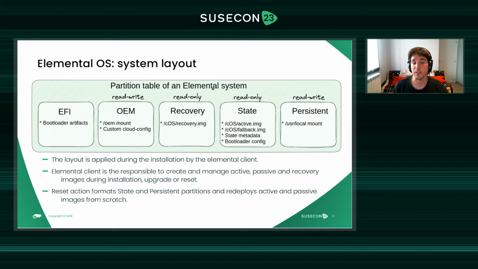Finally, there is the persistent partition. The persistent partition is simple. It's just the partition meant to be used for storing data. It is mounted under /usr/local and is mounted with read-write permissions. And there is where we are going to store all the persistent data we need to keep across reboots.